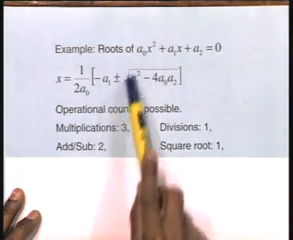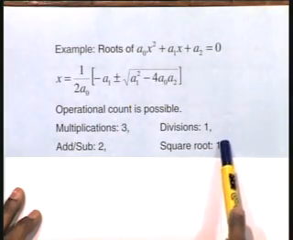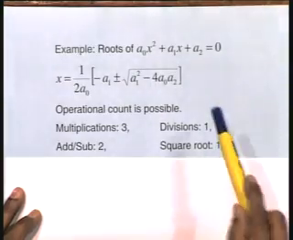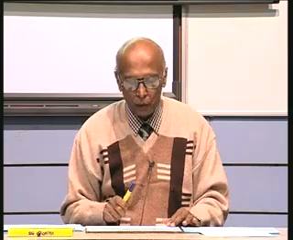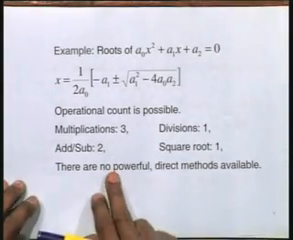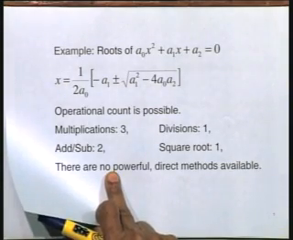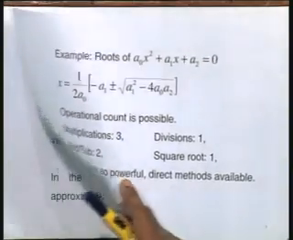So I now know this particular formula has this operational count, and I will be able to say what will be the exact amount of computed time that will be taken, whether it will take a few microseconds or a few seconds. Therefore for a direct method it is always possible for us to give an operational count, but there are no powerful direct methods available at all for us to solve a difficult problem of even a single nonlinear equation, leave alone a system of nonlinear equations.